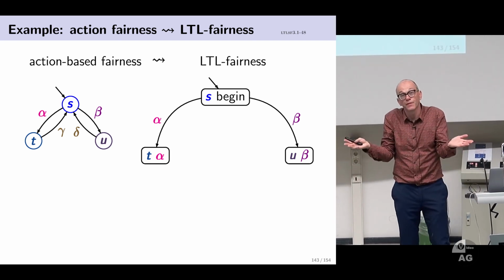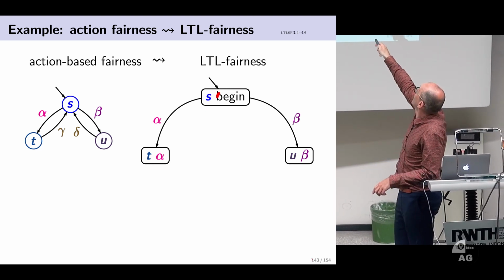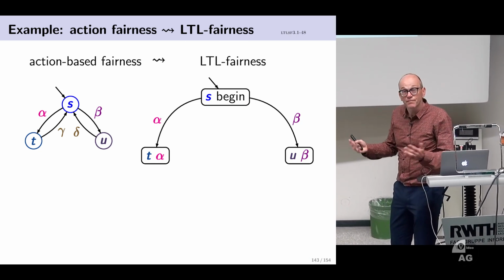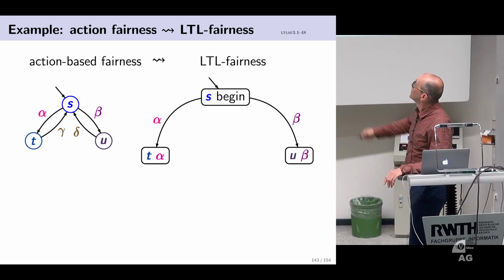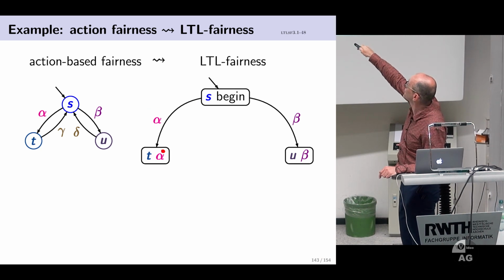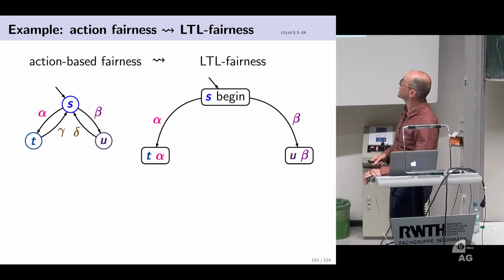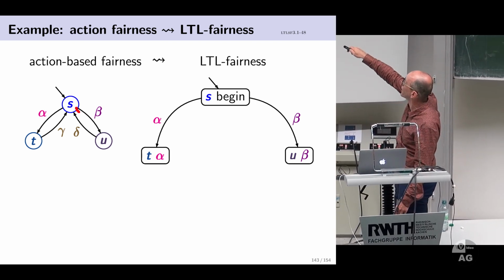Well, nothing. So the way to encode this is to say, okay, I add an extra artificial action begin, and this is saying I just start in S without taking any action before. Now you have to look at the transition from S to T. It's labeled with alpha. Now this is replaced by just again an alpha transition, but I replace the state by T alpha because I have just reached T via taken action alpha. I do the same for U, so U becomes U beta because U only has one incoming arrow over here.